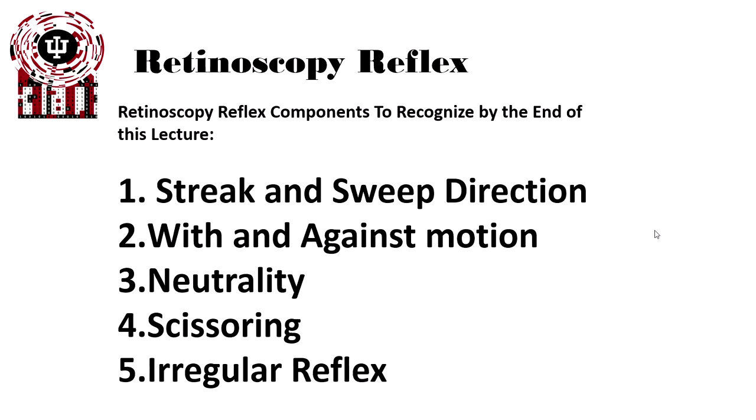Those are the streak and the direction of the sweep, which dictates what we're actually measuring, or the meridian we're measuring. We want to be able to see with and against motion. We want to detect when the eye is at neutrality, or when we found the optimal focal position for the eye using retinoscopy. We want to recognize scissoring and also recognize irregular reflexes.